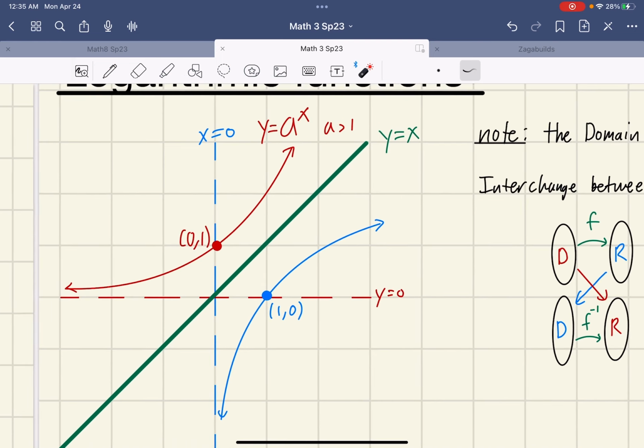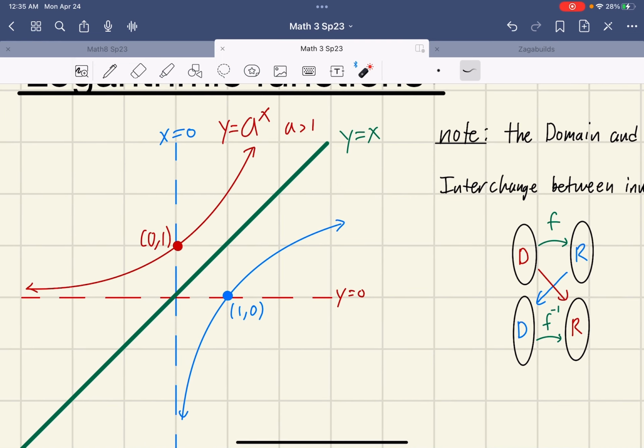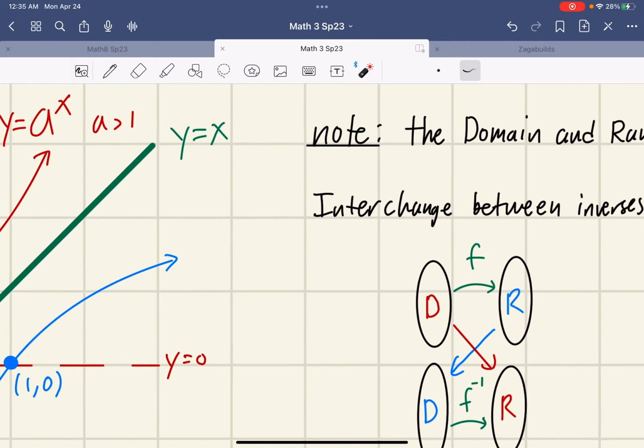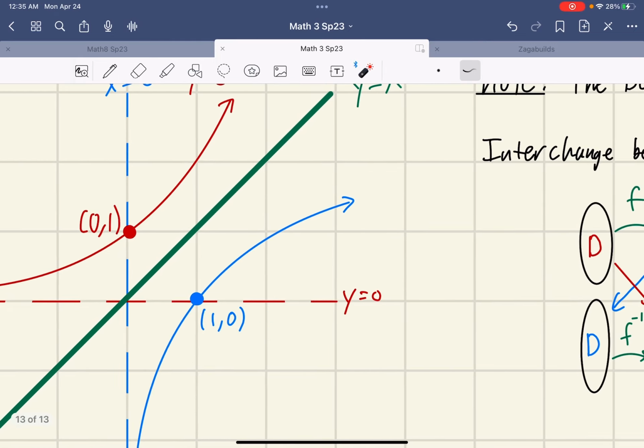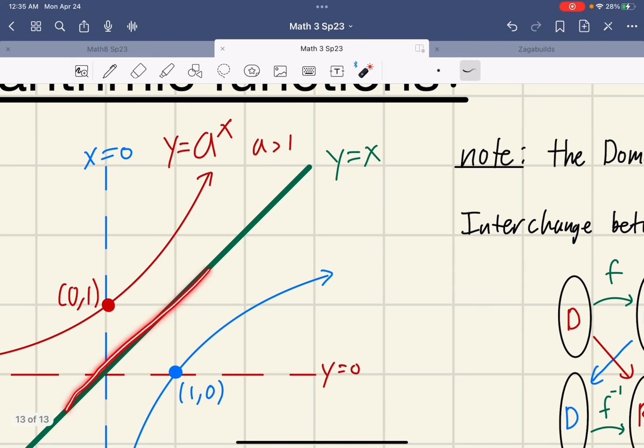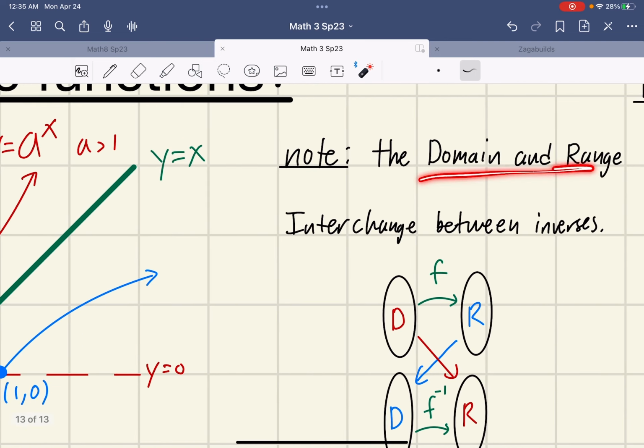Now, we haven't started talking about how to find inverses of a function, but the big part of it, remember I said there needs to be reflection on this y equals x line. So if I'm reflecting on this line, that means I must be changing my domain and range. And I'm actually interchanging between my domain and my range. But let's not forget, when we're talking about domain, it has to do with all my x coordinates. Range has to do with all my y coordinates.